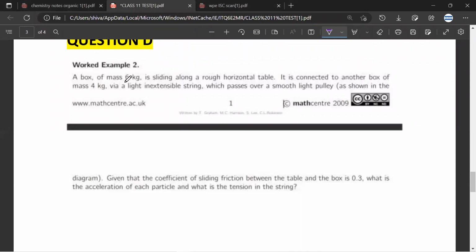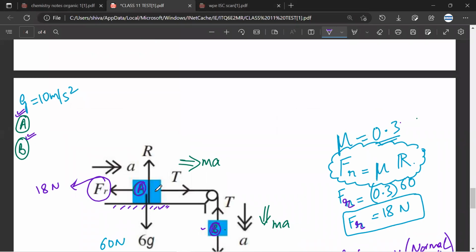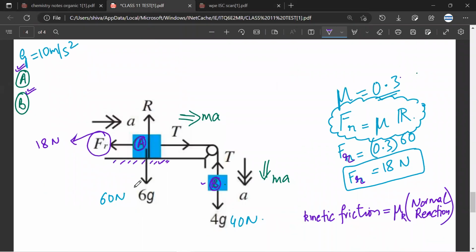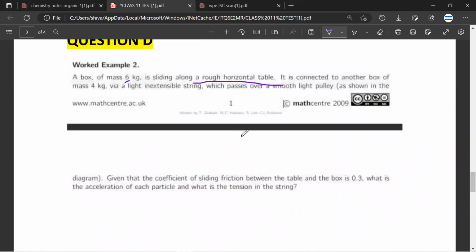Mass 6 kg is sliding down a rough horizontal table. So this is 6 kg. I'm taking the value of g to be 10, so this would be 60 Newton. And it is connected to another box of mass 4 kg via a light inextensible string, which passes over a smooth light pulley.